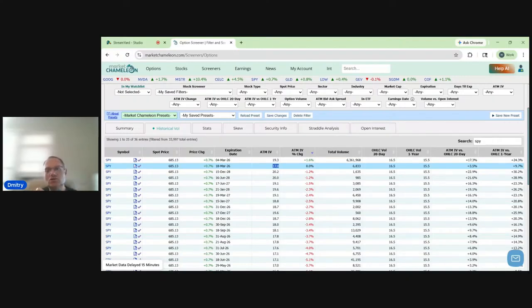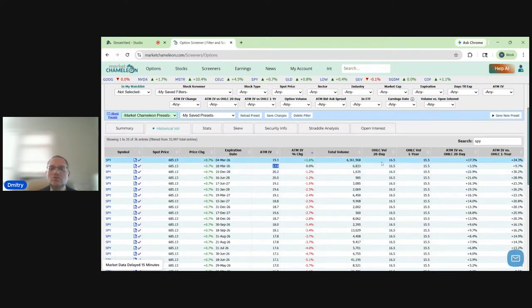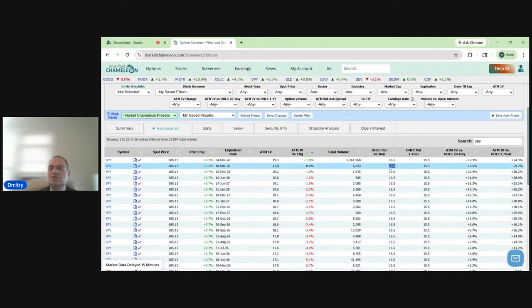And one way is to look at the historical volatility that SPY traded versus now the implied volatility, which is forward-looking implied vol based on option prices. So keep moving from left to right. What we have here is two different historical volatilities.